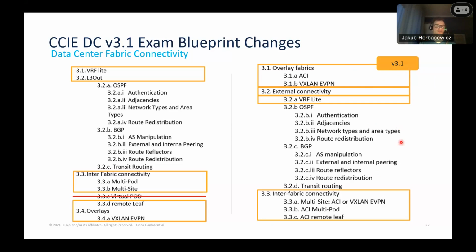Most of the smaller tasks in this section are applicable for both ACI and VXLAN EVPN, unless it is specifically mentioned otherwise. For example, in 3.3, interfabric connectivity, you see that multi-site is relevant for both ACI and VXLAN EVPN, but multipod is just ACI multipod, even though you can have the multipod design set up in the VXLAN EVPN environment too. Okay.